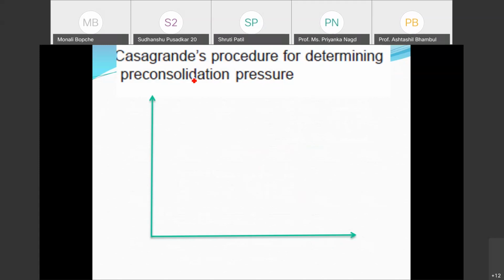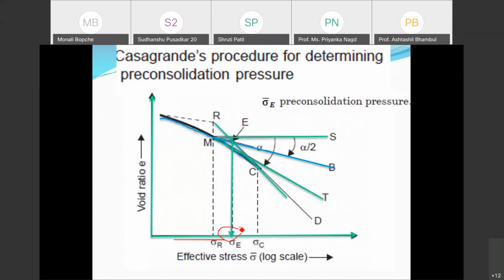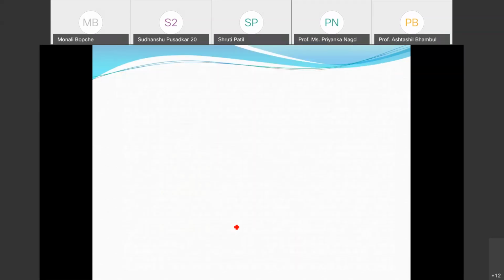So I can plot this e-log P curve and I can find out this pre-consolidation pressure. Suppose this is an e-log P curve. I can find the point of minimum radius, maximum curvature, and from that point I take one horizontal line and draw a tangent at that point. Divide this angle into two halves, and then draw the extended straight-line tangent, and where the bisector meets it, I will get this pressure. This is called the pre-consolidation pressure. That way you can find out the pre-consolidation pressure. This procedure is already explained in your books.